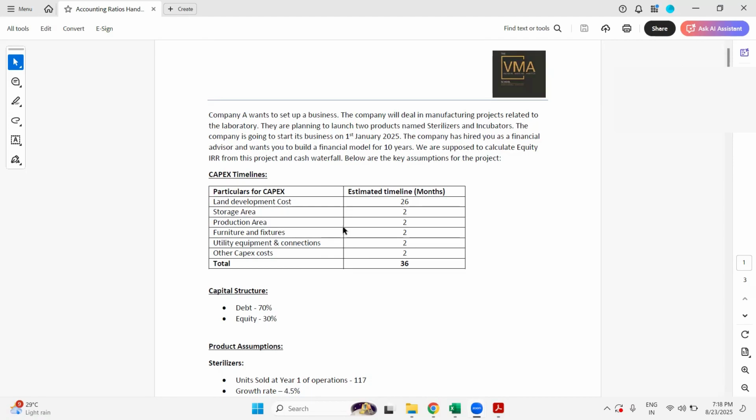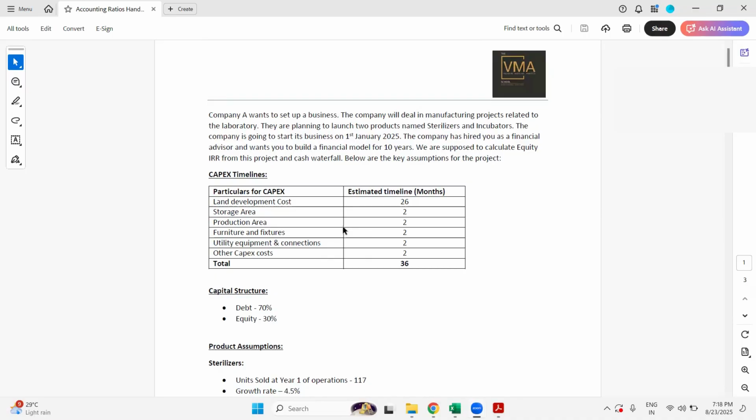So basically, you can imagine, you want to start a factory and you have a barren piece of land. Now, what will be the first expense that you will incur? The first expense will be related to land development, because first you are going to develop that land so that you can construct a building on it. So, guys, here it is said that land development cost will take 26 months, then storage area will take 2 months, then production area, furnitures, utility, and other capex costs. In this way, you can see every capex is divided into a certain number of months.